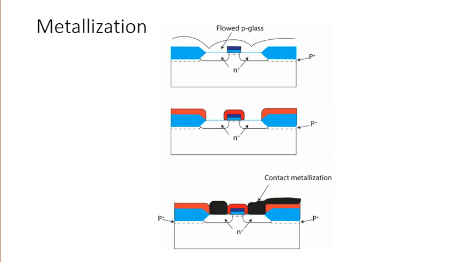It requires first deposition of PSG glass. The glass will be flowed by heating to make a smooth surface topography. Then contact windows are defined and etched in the glass. And lastly, a metal layer such as aluminum is deposited and patterned.